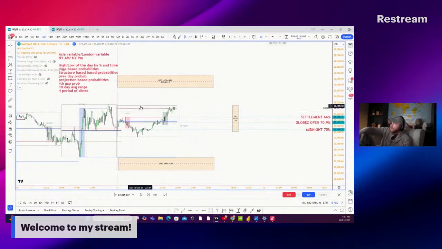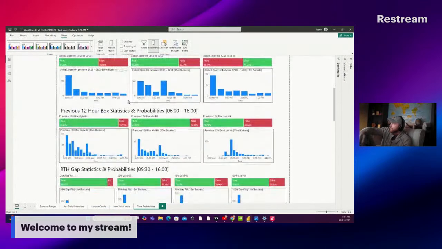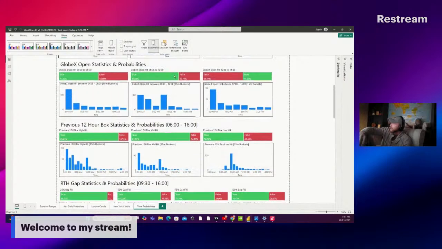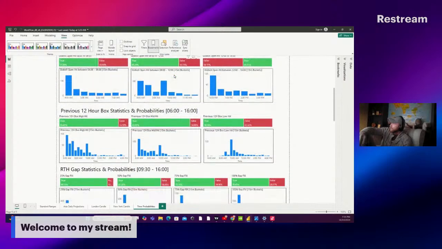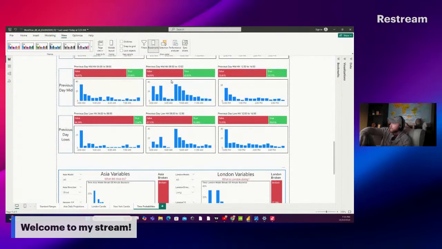But remember, I just want to see the probabilities based off of this with the live price variable of what Asia and London have done. So I'm going to come back over here, and my 12-hour statistics from 06 to 06, 1500. That's wrong. That's the wrong one. This is the daily box statistical high and low.